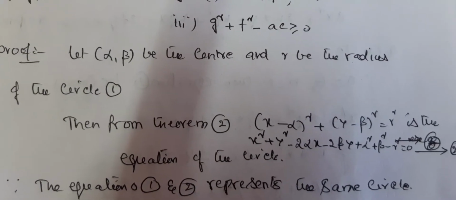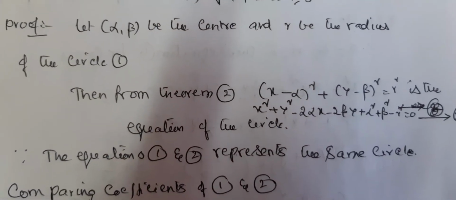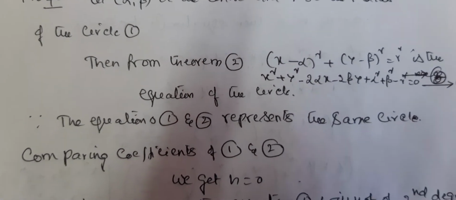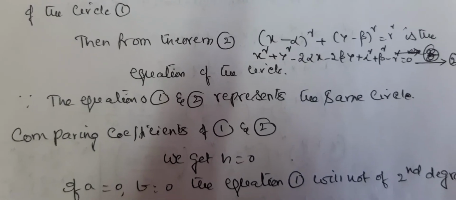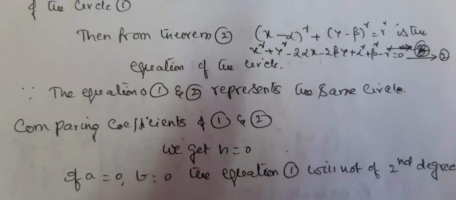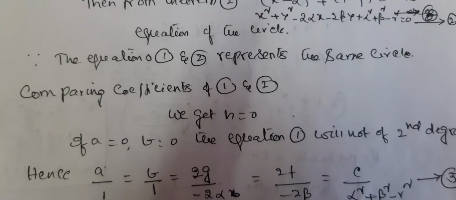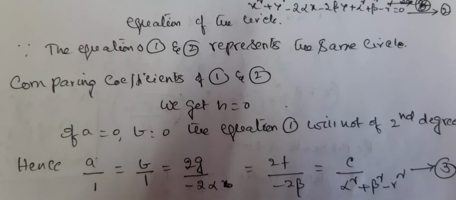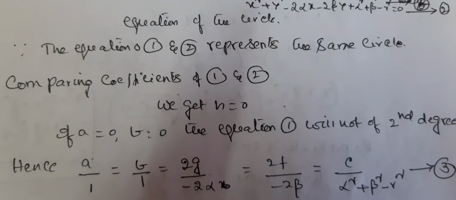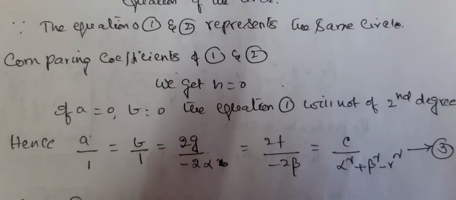Here both equations 1 and 2 represent the same circle, so we compare the coefficients of 1 and 2. When you compare the coefficients, we find that the value of h is equal to 0. If a is equal to 0 and b is equal to 0, then equation 1 will not be of second degree, so the values of a and b will not be 0. Hence, comparing the coefficients, a by 1 is equal to b by 1 is equal to 2g by minus 2 alpha, which is equal to 2f by minus 2 beta, which is equal to c by alpha square plus beta square minus r square. We will call it equation 3.